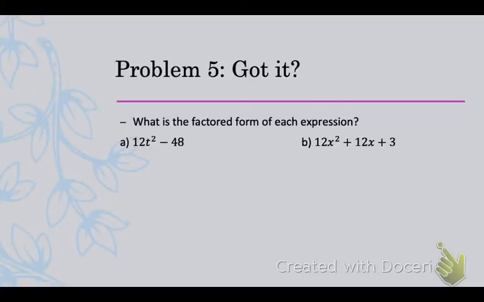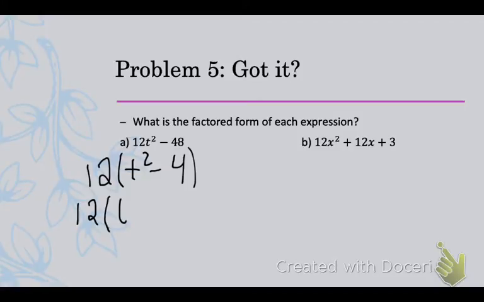All right, you try both of these. Pause the video, try both of these. All right, so for the first one, you should realize you can factor out a 12. And that leaves us with t squared minus 4. So then my answer would be 12 times t plus 2 and t minus 2.